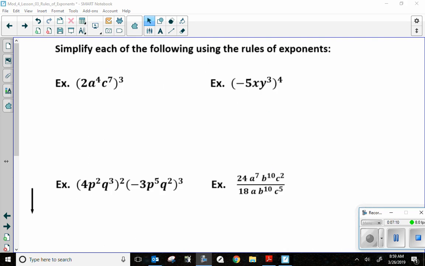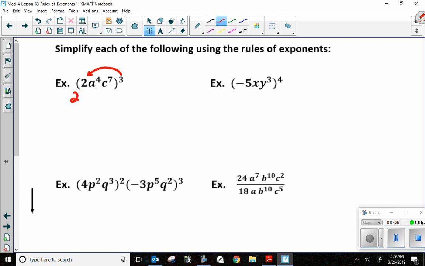If you want to go ahead and do these out, go ahead. I'm about to do these right now, and I'm not going to go too slow or too fast, but again, this should be review. This first one, top left, I need to cube everything in here. I cube 2, 2 cubed is 8. When I have exponents raised to exponents, I multiply. A, 4 times 3, which is 12. C, 7 times 3 is 21. And there you go, it's done.